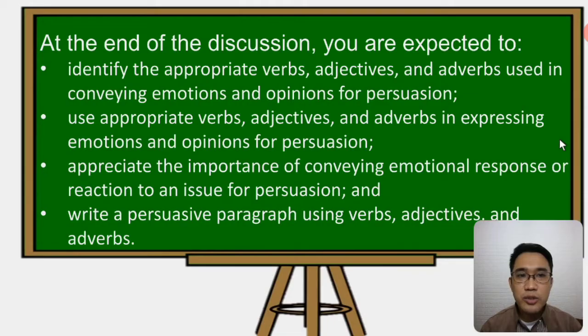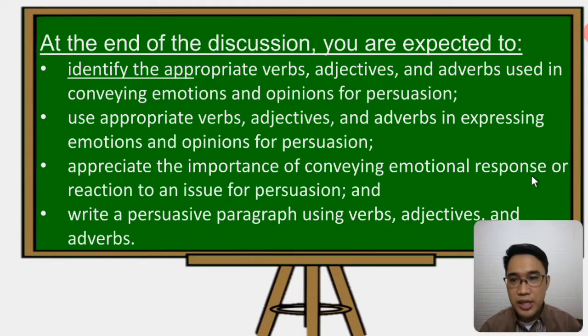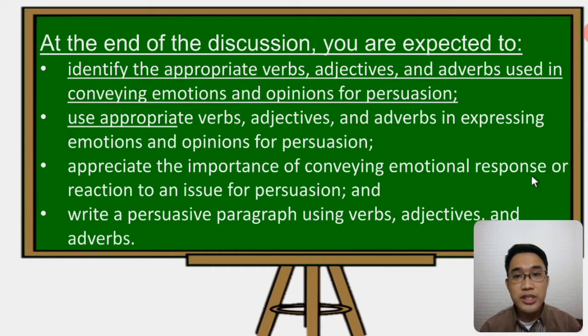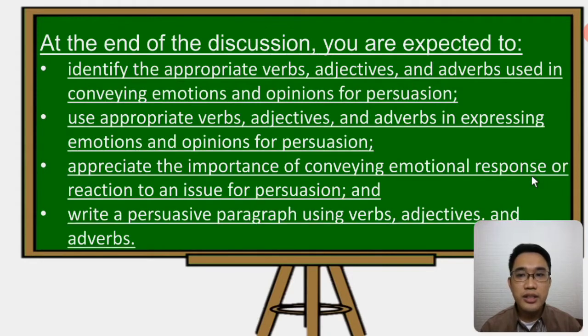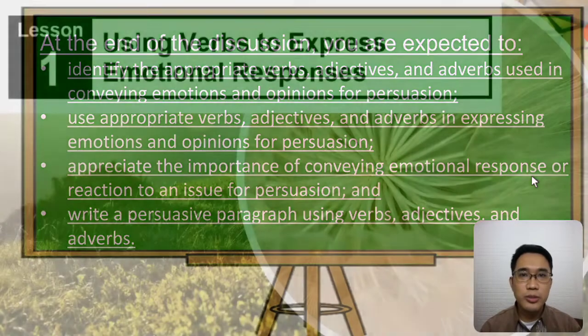And at the end of this discussion, we are expected to first identify the appropriate verbs, adjectives, and adverbs used in conveying emotions and opinions for persuasion. Use appropriate verbs, adjectives, and adverbs in expressing emotions and opinions for persuasion. Appreciate the importance of conveying emotional response or reaction to an issue for persuasion. And finally, write a persuasive paragraph using verbs, adjectives, and adverbs.